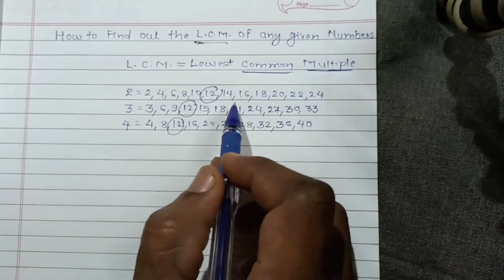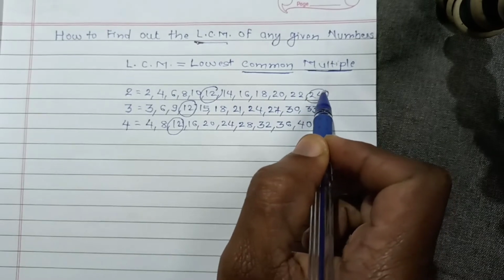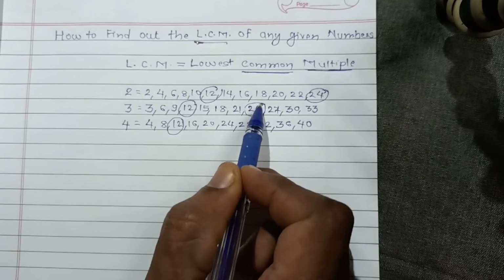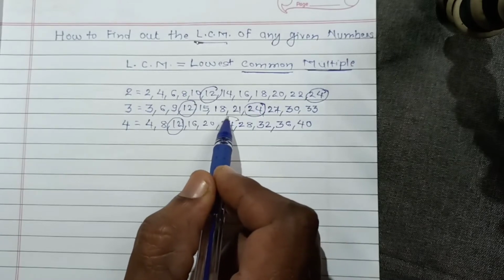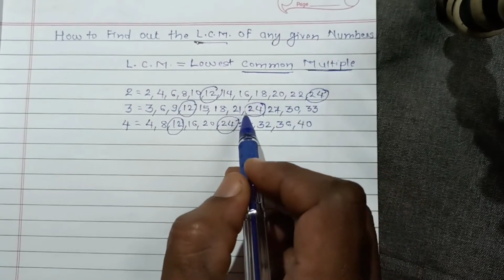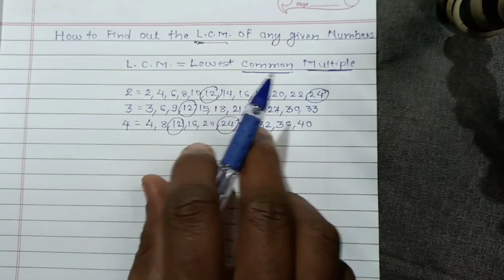The next common number, let us see. Next common number is 24. So 24 is also available in 2, 3 and 4. So I think common all you have understood now.